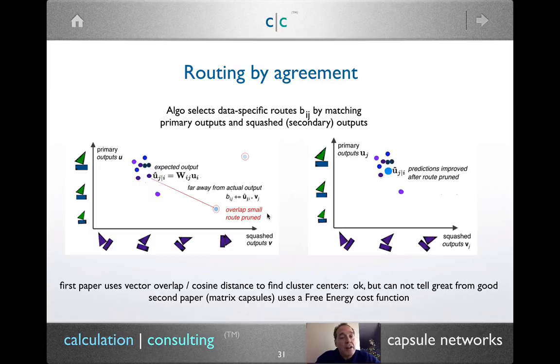Now, the second paper actually does something a little more sophisticated. When it matches the primary outputs to the secondary, it doesn't use an overlap. It actually uses a free energy cost function. And there's a really subtle reason for doing this that I'm going to explain, which is related to some other research which it doesn't talk about, but I'm going to tell you about it anyway.